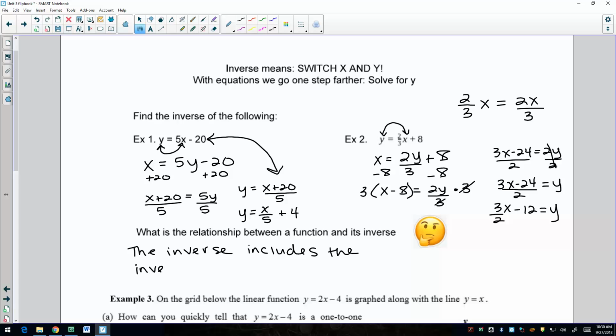and inverse, again, think of it as opposite. So the opposite of adding is subtracting. The opposite of multiplying is dividing. The opposite of squaring is square rooting. Operations, the inverse operations of the original, but in reverse order.